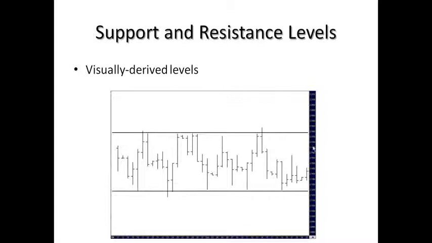Okay, so right here we have a resistance line. Resistance is the ceiling. Right down here we have a support line. Support being the floor. Okay, so we're looking for 2 or more turns to the downside from resistance, to the upside from support. Now this happens to be a flat or horizontal range. Again, we could also talk about parallel uptrend channels, parallel downtrend channels as types of ranges as well.